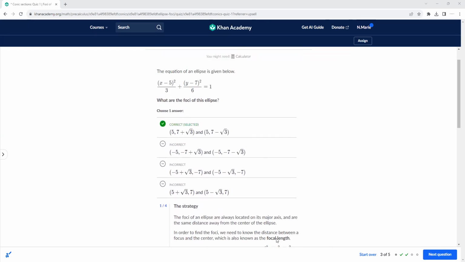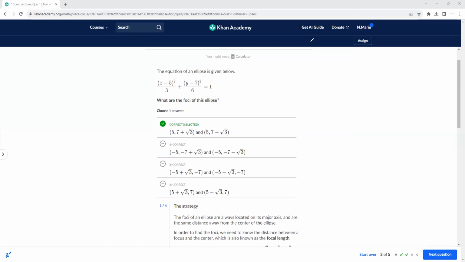Okay, so the center is at 5, 7. And so remember, it's going to be on the major axis. So we need to look at this number here, right? Since this is on the major axis, which is our y, we need to add the square root of 3 and minus the square root of 3. And so that's why the answer is A. We added the square root of 3 and subtracted the square root of 3.